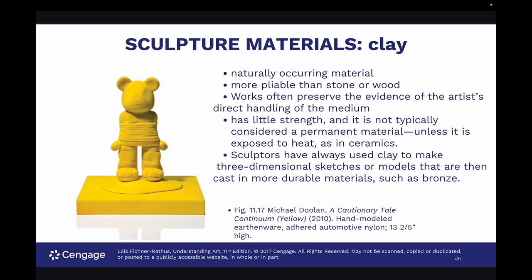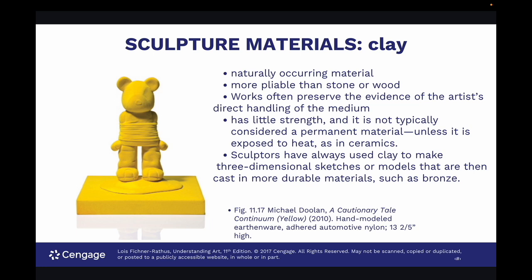Clay is a naturally occurring material. It's more pliable than wood or stone, meaning it's able to be squished and moved around more easily. Works often preserve the evidence of the artist's hands directly handling the medium, sometimes. Clay has little strength, so it's not typically considered a permanent material unless it's exposed to heat, as in ceramic. So it has to be fired in order to be more durable and permanent.